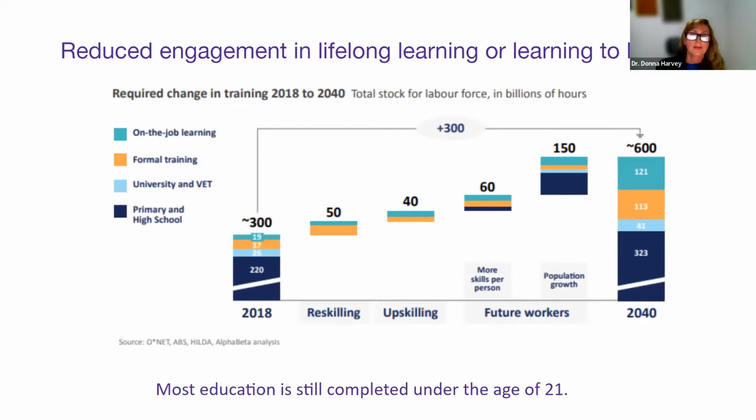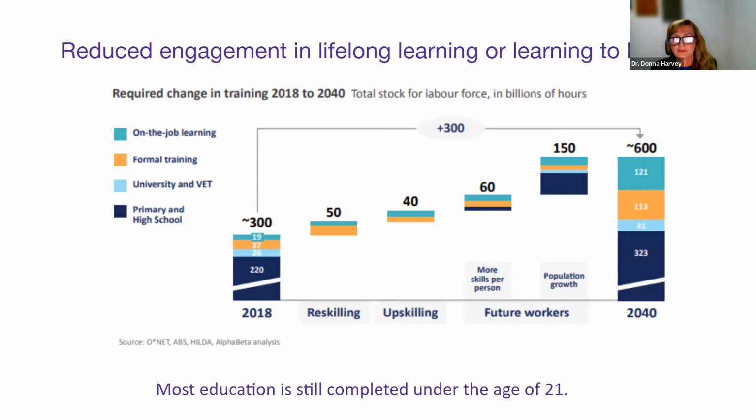You'll see there most education around the world, not just Australia, is still completed under the age of 21, which is the dark blue on both those graphs. That will still be the case, it's lessening, but still be the case in 2040. But what I want to point out here is the increase in on-the-job learning and formal job training that will occur over that 22-year period of time.